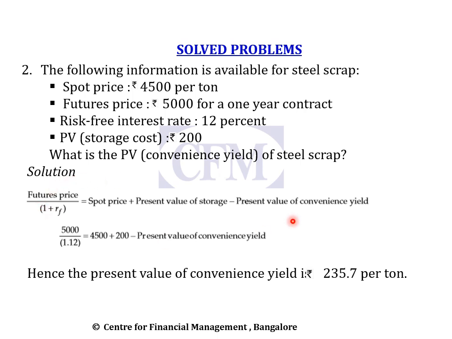We set up an equation like this. On the left hand side is the present value of the futures price. On the right hand side is spot price plus present value of storage cost minus present value of convenience yield. In this equation, futures price is rupees 5,000, risk-free rate of interest is 12%, spot price is rupees 4,500, present value of storage cost is rupees 200. Solving this equation for present value of convenience yield, we find that the present value of convenience yield is rupees 235.7 per ton.